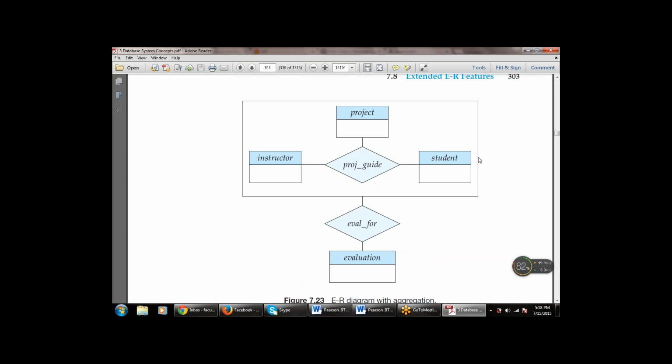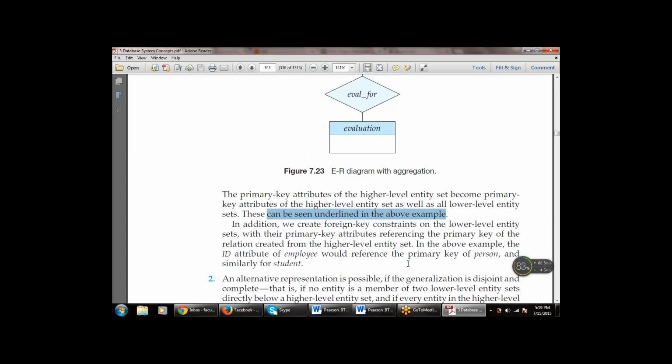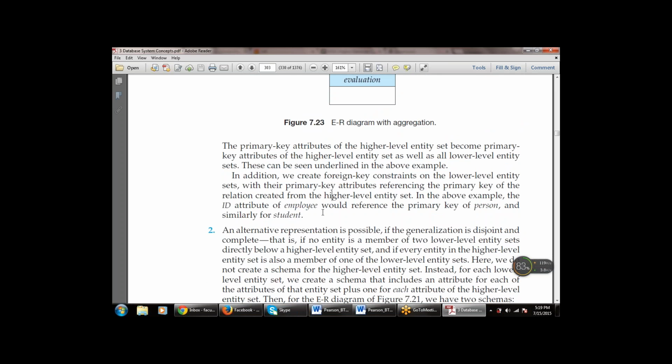So this is the instructor, this is the project, this is the student, this is the project guide, and this is the evaluation for the evaluation part. The primary key attributes of the high level entity sets become primary key attributes of the high level entity set as well as the low level entity sets. These can be seen underlined in the above example. This is the example that is used.